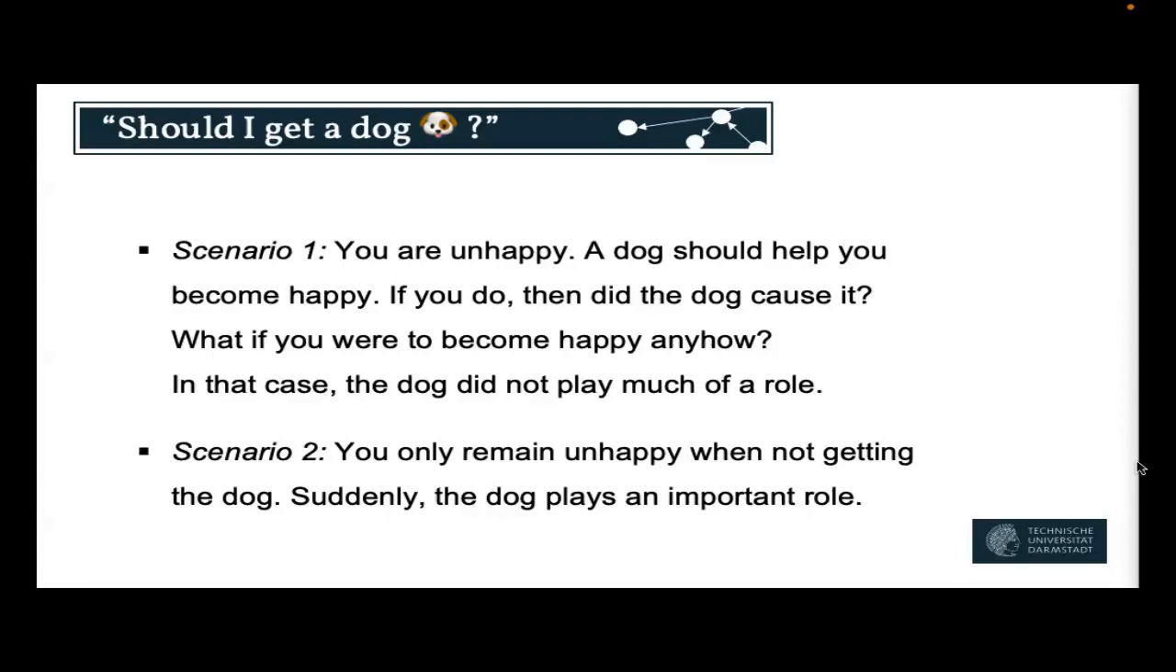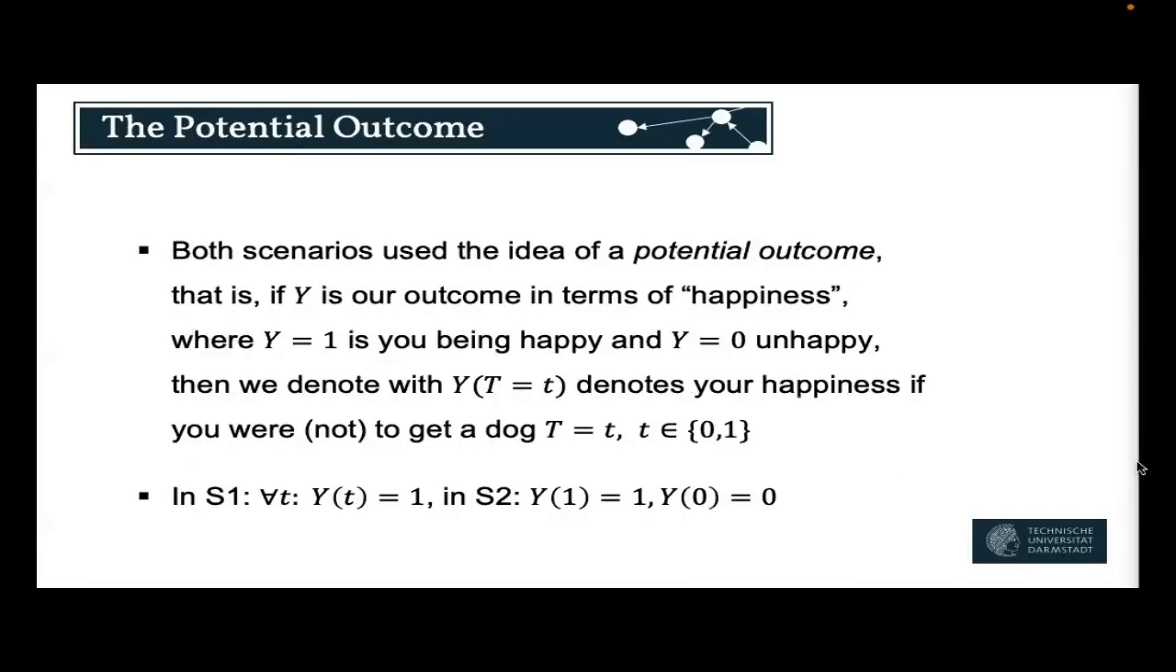You already see I'm using the word effect, and why am I doing so? Because that's causality, right? And this causality framework by Neyman-Rubin is called the potential outcomes framework. And in both of these scenarios, we already use this notion of potential outcome. And next, we are going to formalize it a little bit.